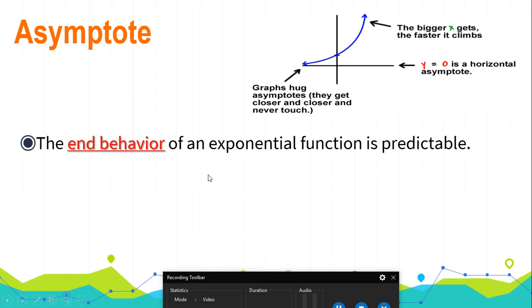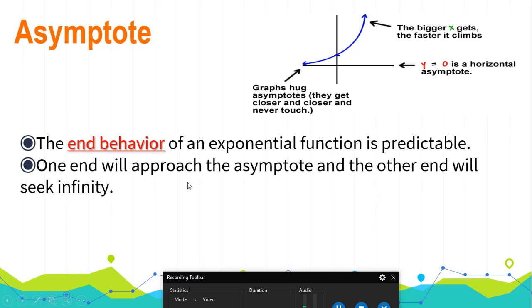We spoke of end behavior in our last lesson. The end behavior for exponential functions is always very predictable. One end is going to approach the asymptote. So in this picture here, the left-hand side is approaching the asymptote. The other end will approach infinity. So my right-hand side is just going up, and the arrow says it goes up forever, so it's approaching positive infinity.